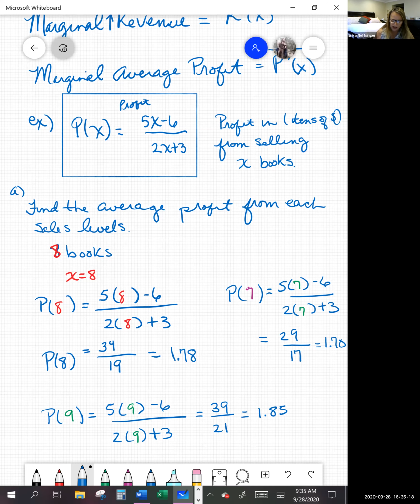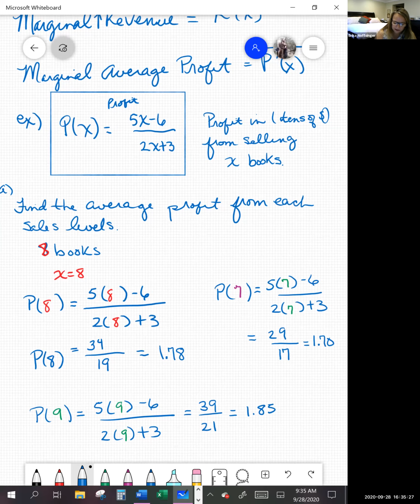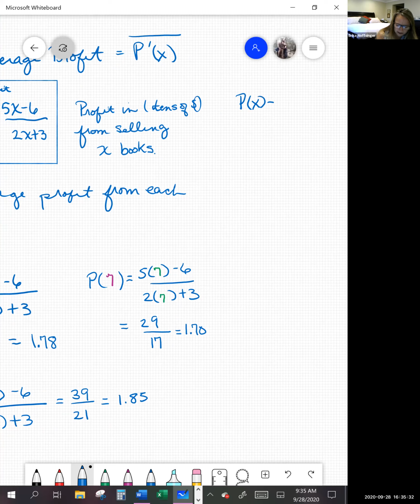So if I want to look at my average profit, and we were just talking about that, I have to divide that function by x. So let's just go over here. Let's look at P of x again. P of x here was equal to 5x minus 6 all over 2x plus 3. And if I take this function and I divide it all by x, this is what my average profit is.